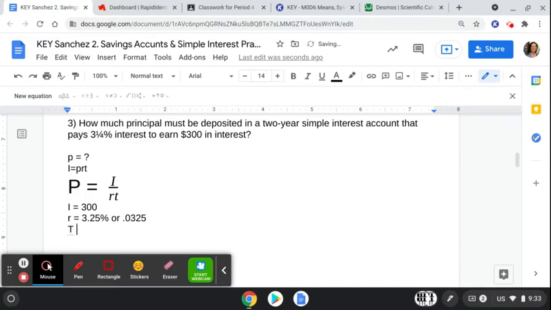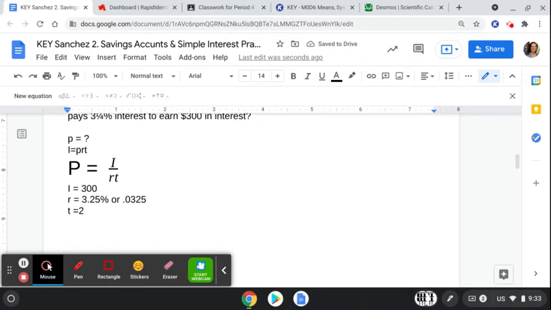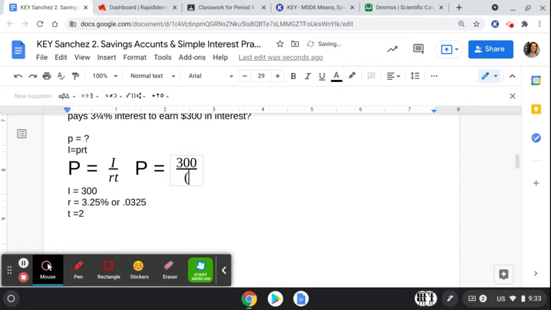And then the time on this one, it says 2-year simple interest account. So our time is 2. So let's go plug in. Our principal is equal to, actually I really want to just use the same equation I already did. Let's see if it'll let me copy and paste it. Yay. Okay, so the interest is 300 over our rate of 0.0325 times time of 2 years. Okay, so let's go plug that into Desmos.